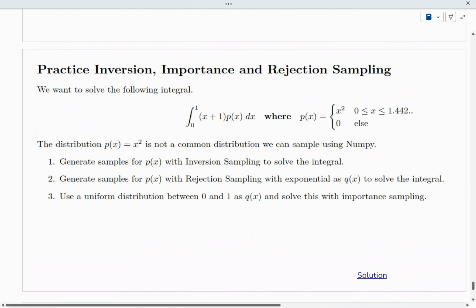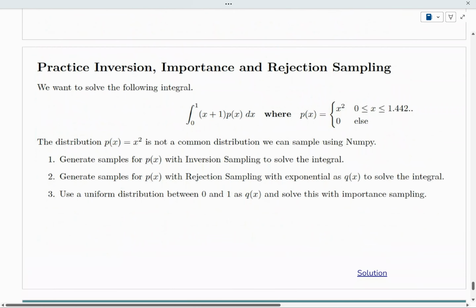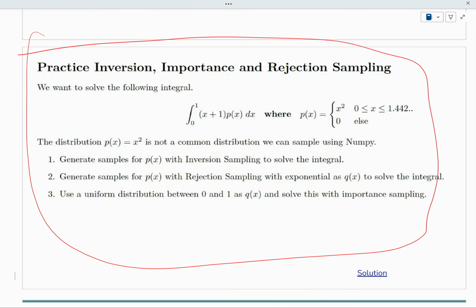Oh, there's one more. We want to solve the following two. This is the very last one. See if you can solve this one as well.